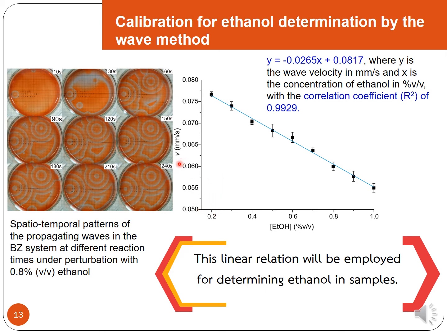the value of wave velocity decreased with increasing ethanol concentration, as shown in this calibration graph. The linear equation is shown here, where y is wave velocity and x is ethanol concentration. This graph shows a correlation coefficient of 0.9929. This linear equation can be used to determine ethanol in samples.